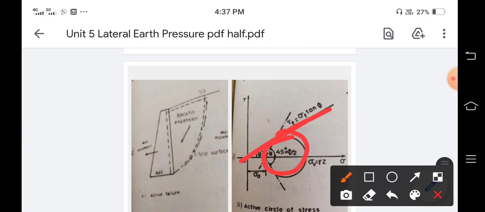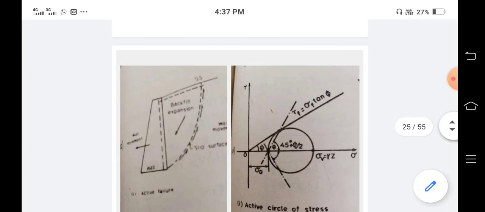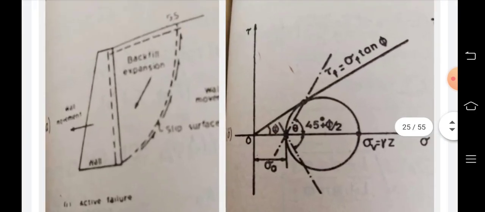In this, the expansion gives a negative deformation, which is called the active state. That is negative expansion. So backfill expansion will show.